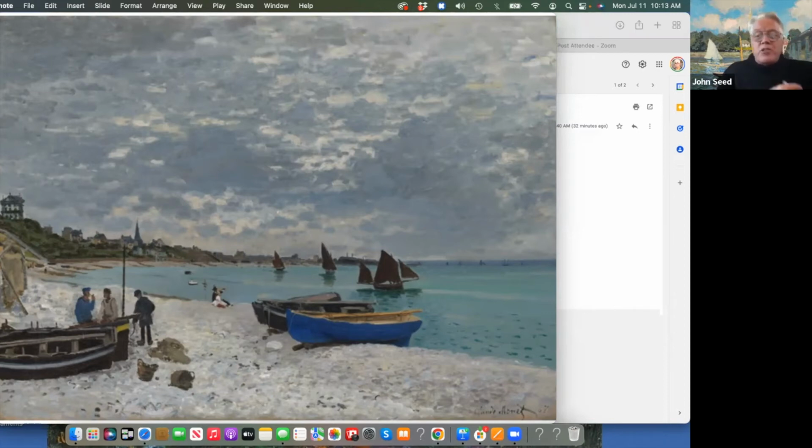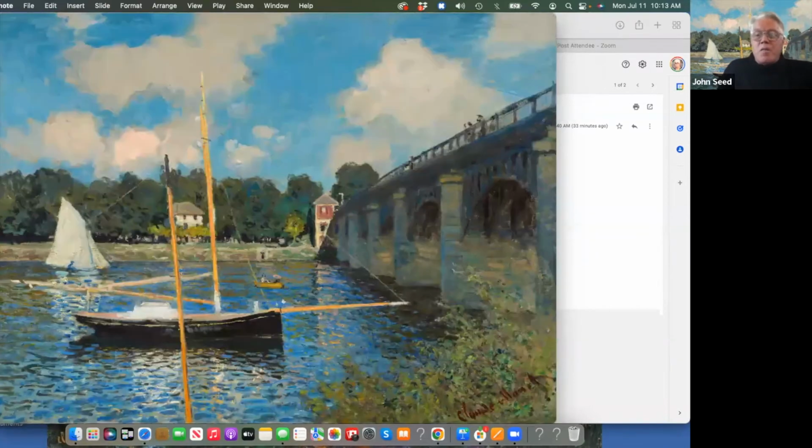Finally, you see reflections, like the reflections of the silhouetted sailboats against the water, and you see hints of wavelets on the current. And that would become another thing that was a real obsession of Monet.